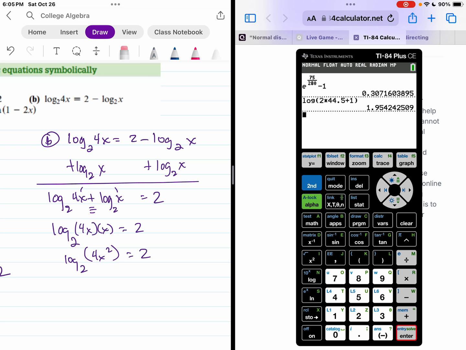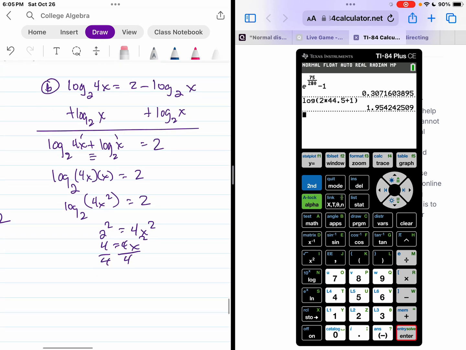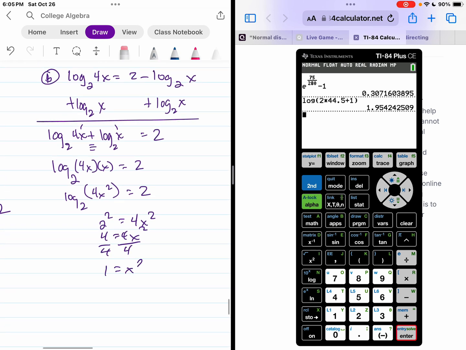Now let's rewrite in exponential form. So 2 squared is equal to 4 times x squared. So 4 is equal to 4x squared. Divide by 4 as we start solving for that x. And then I take the square root of both sides. Remember, it's plus or minus. And that gives me that x is equal to plus or minus 1.